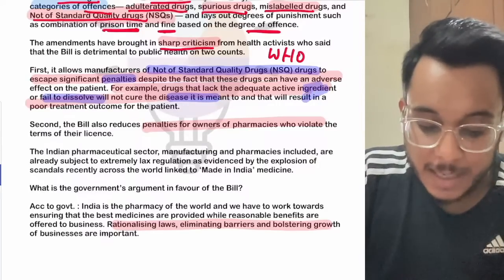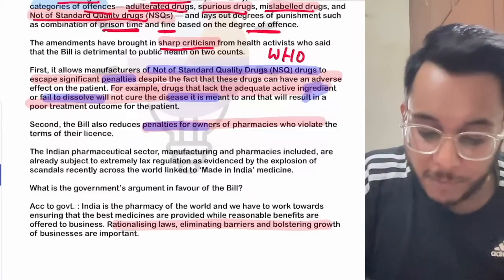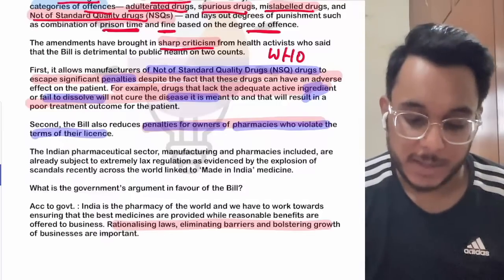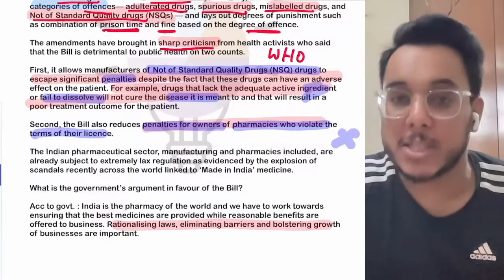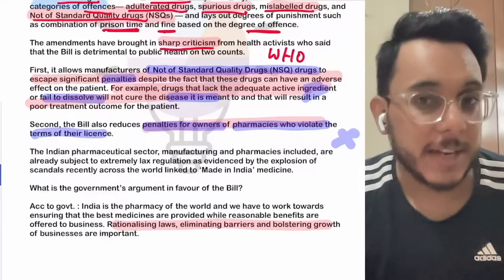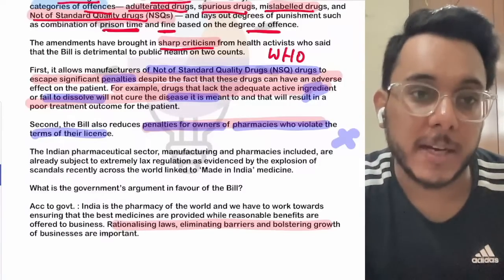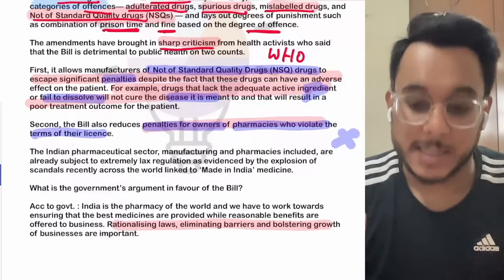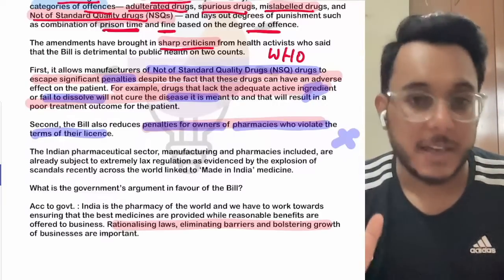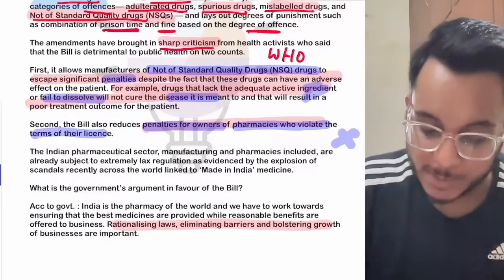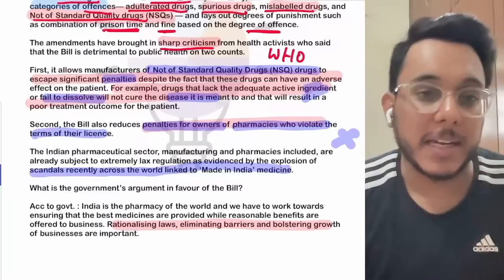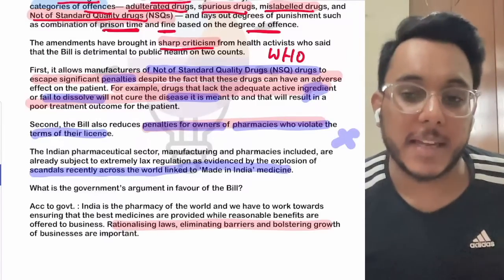So the point is that this bill reduces the penalties for the owners of pharmacies or those who violate these rules. And by this, a culture of impunity will be developed. Culture of impunity means a sense develops that people think whatever they do, they will not be punished. This is something that will happen in the long term. It will impact India's pharmaceutical credentials. It has been said that there are already scandals linked to made-in-India medicine. For example, I showed you the Iraq example.